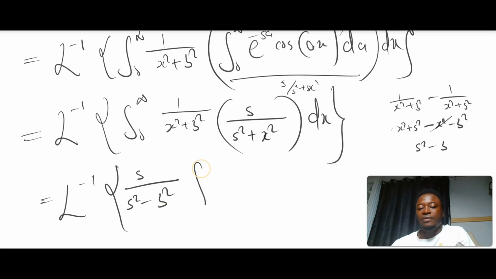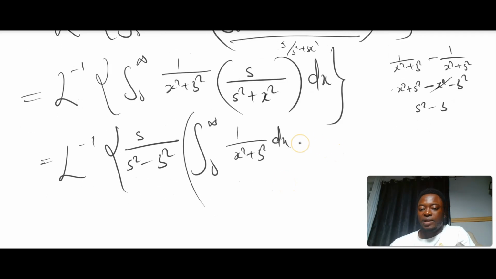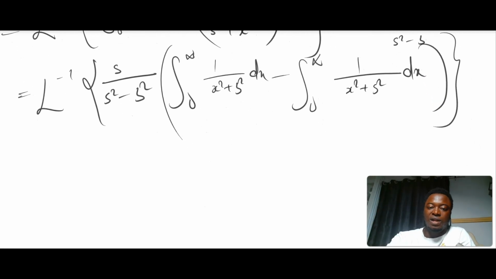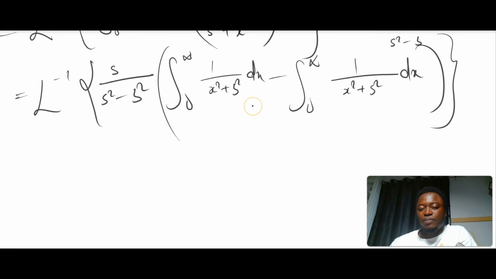So then you would have the integral from 0 to infinity. On the first part you have 1 over x squared plus b squared dx, and then minus the integral from 0 to infinity of 1 over x squared plus s squared dx. So good things are happening already. Now the first integral is going to be pi over 2, because, okay, no, this is going to be 1 over b. Let's write it.